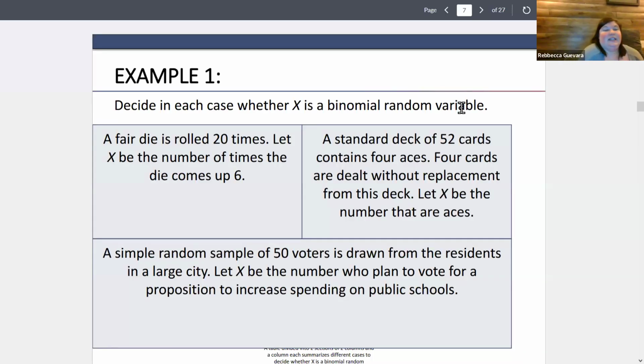So we want to decide in each case whether X is a binomial random variable. First, a fair die is rolled 20 times. We let X be the number of times the die comes up 6. Then we have a standard deck of 52 cards that contains 4 aces. The 4 cards are dealt without replacement from the deck. Let X be the number of aces. And then a simple random sample of 50 voters is drawn from the residents of a large city. Let X be the number who plan to vote for a position to increase spending on public schools.